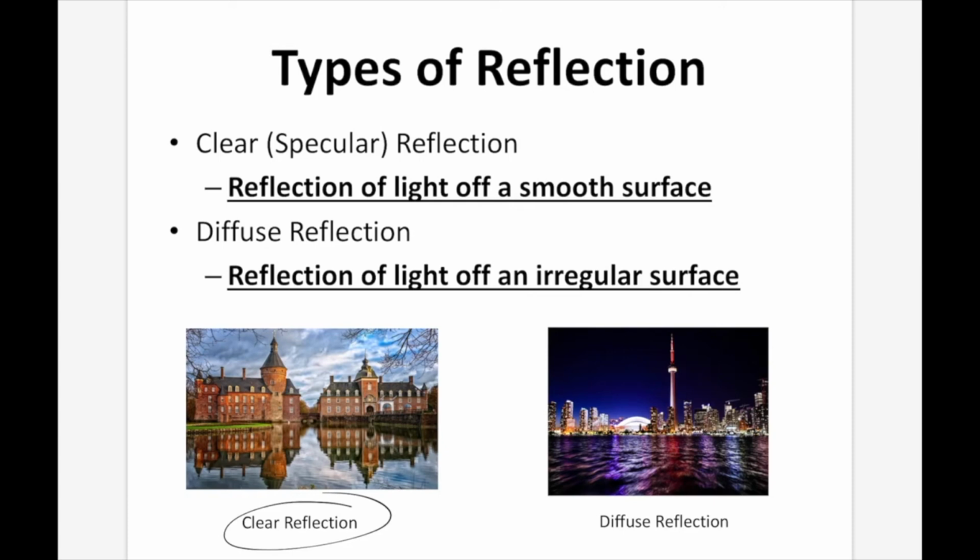And then you can have a diffuse reflection. That happens when reflected light bounces off an irregular surface. So choppy water. You can see the example in the right-hand corner, the choppy water diffuse reflection, and you can barely see what the other side is. You can really only see the lights that are reflecting off the water.